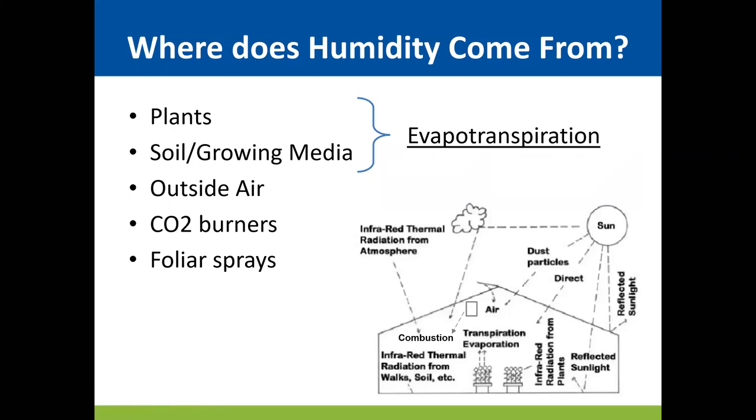So where does humidity come from ultimately? Well, it comes from a few different sources. Plants in the soil or the growing media is the source of evapotranspiration. Evaporation from the surfaces and transpiration from the plants equals evapotranspiration. It also comes from the outside air.